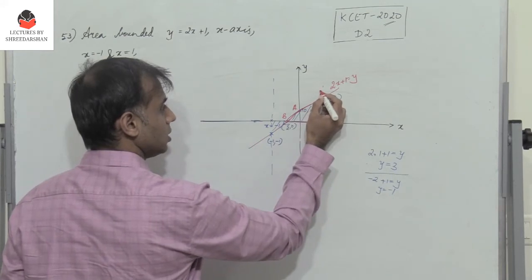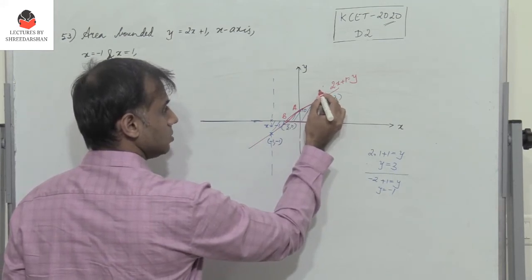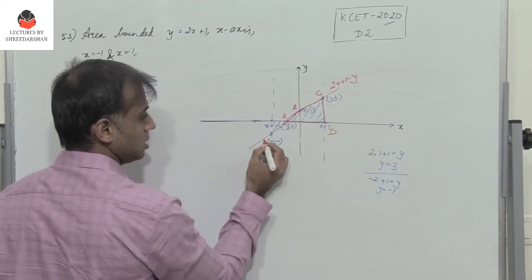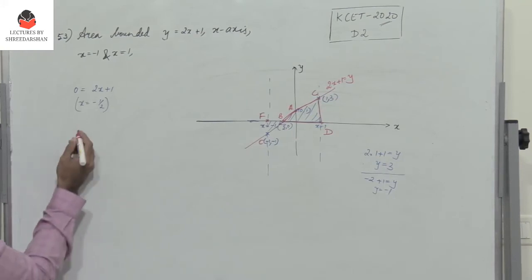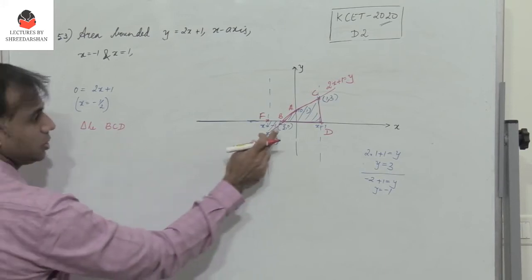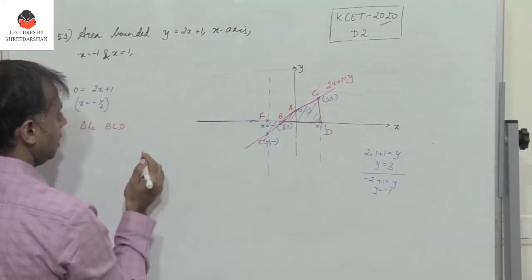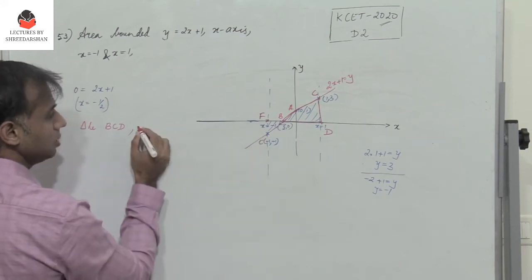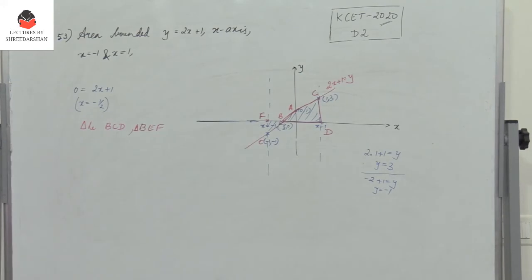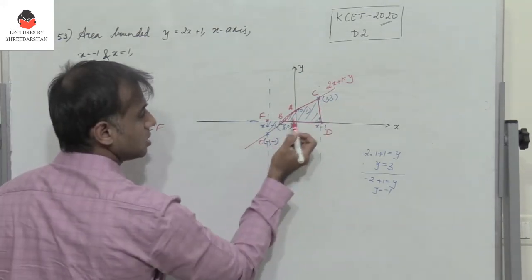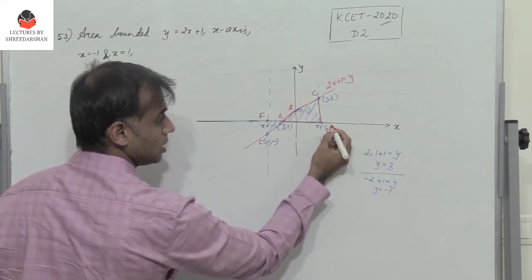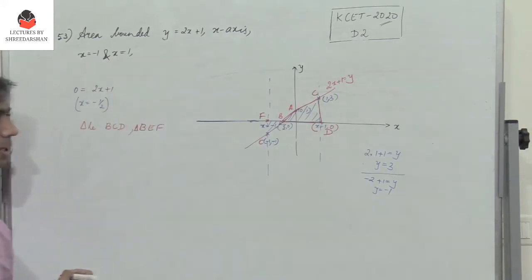Okay? So let me call this C, B, D. Okay? And this is E and F. So I have triangle BCD. I need to find the area of this triangle, and I also need to find the area of the triangle BEF. Now triangle BCD has the points B is minus half comma 0, D is x is 1, y is 0, and C is 1 comma 3.